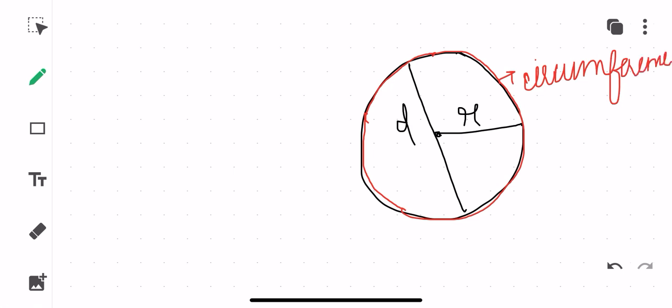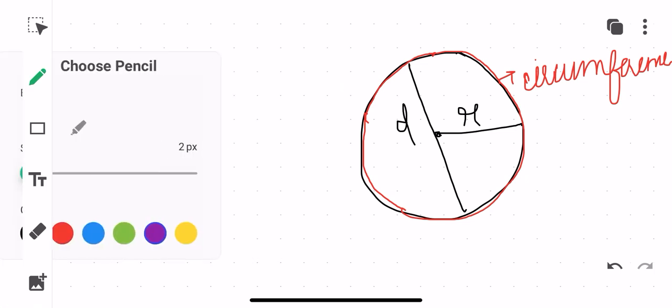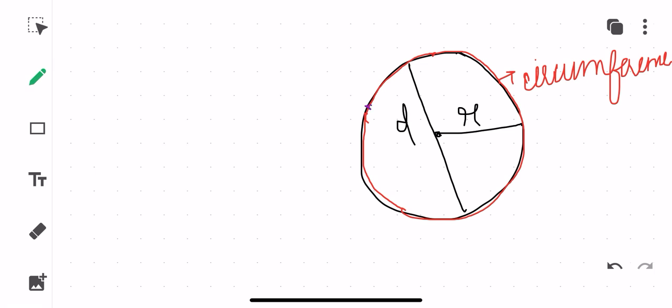So a chord is a line segment which is joining any two points on the circle. So suppose this is my point on the circle, this is my point on the circle, then whenever these two points are joined, this particular line segment AB is called a chord of the circle. You know this already.